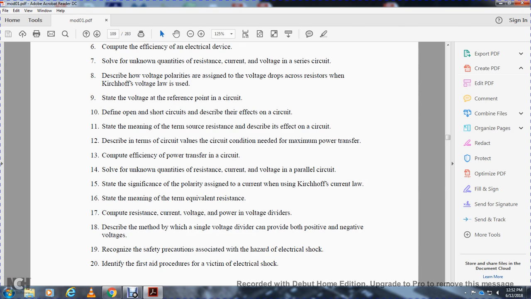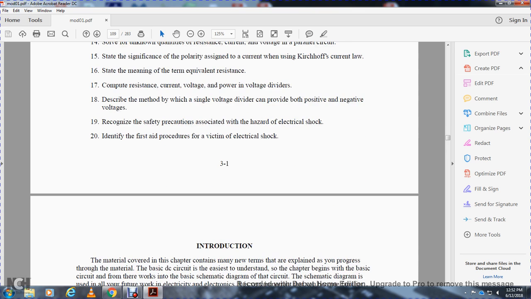Describe the method by which the voltage divider can be provided with both positive and negative voltage. Recognize the safety precautions associated with the hazard of electrical shock. Identify the first aid procedure for a victim of electrical shock.